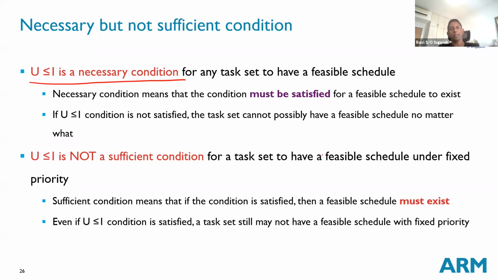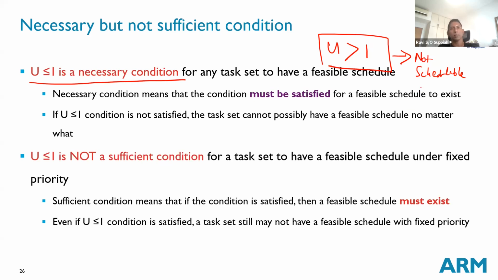Okay, is necessary. That means the moment I say the utilization is greater than 1, then you know for a fact that it is not schedulable. No matter what kind of policy I put in place, it is still not going to be schedulable. That means I need more computing power. Correct. The current system is not able to handle the workload that I'm trying to run on it. So it's not possible.